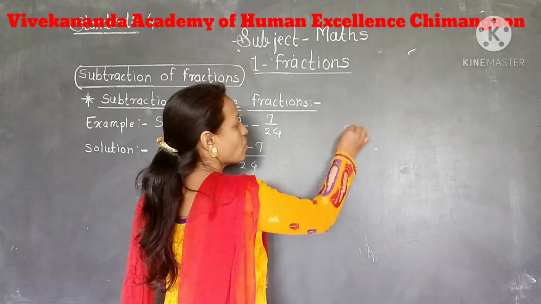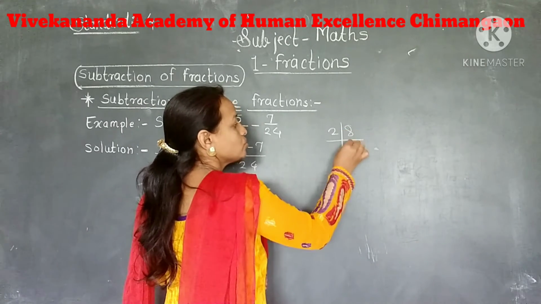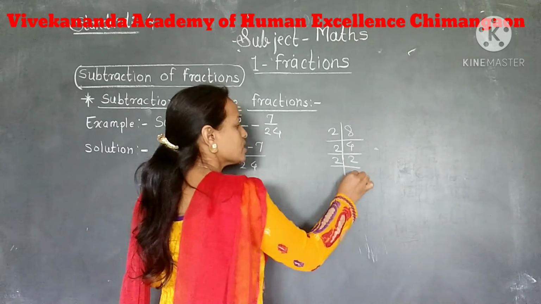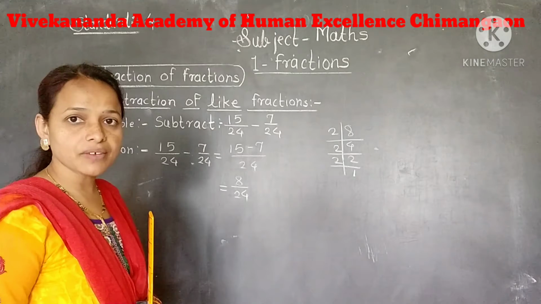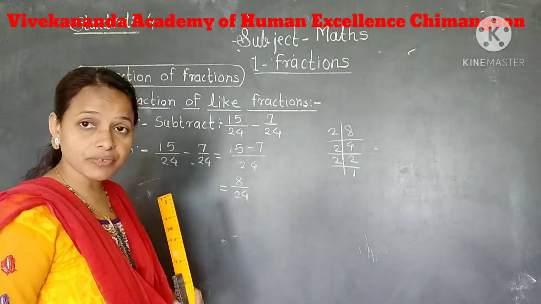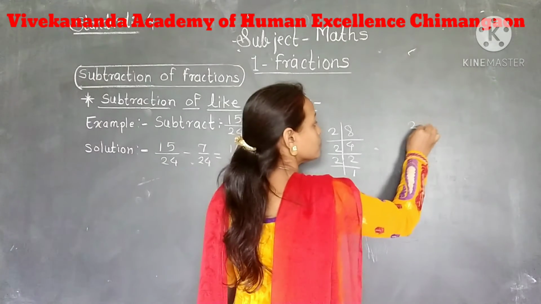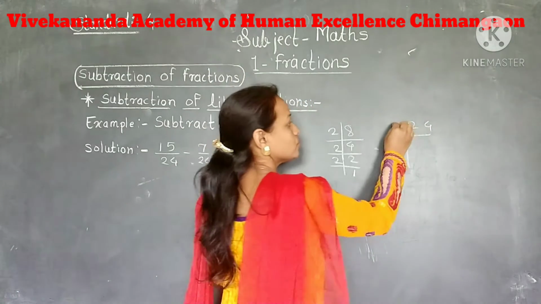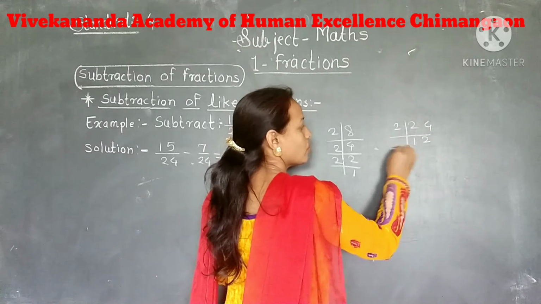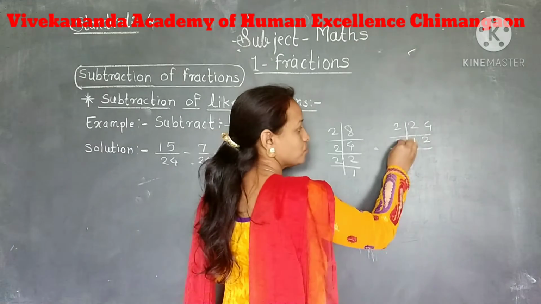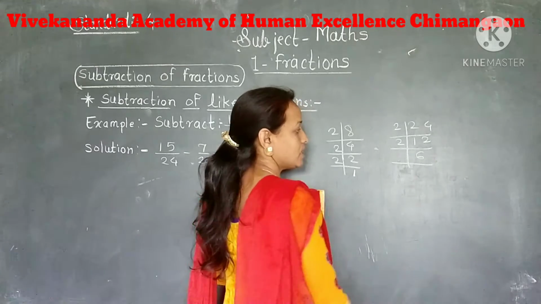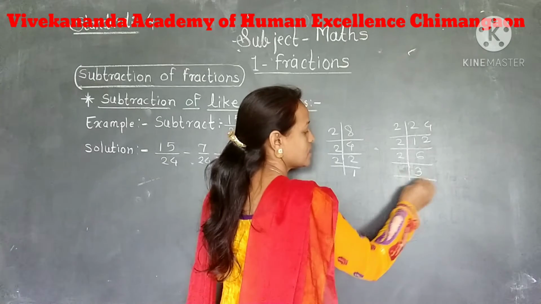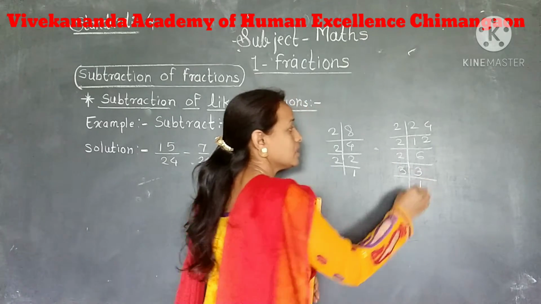Prime factorization of 8. 2 4s are 8, 2 2s are 4, 2 1s are 2. Here we find the prime factorization of 8. Now we find the prime factorization of 24. 24 is divisible by 2. 2 12s are 24, 12 is divisible by 2. 2 6s are 12, 6 is divisible by 2. 2 3s are 6, and 3 1s are 3.